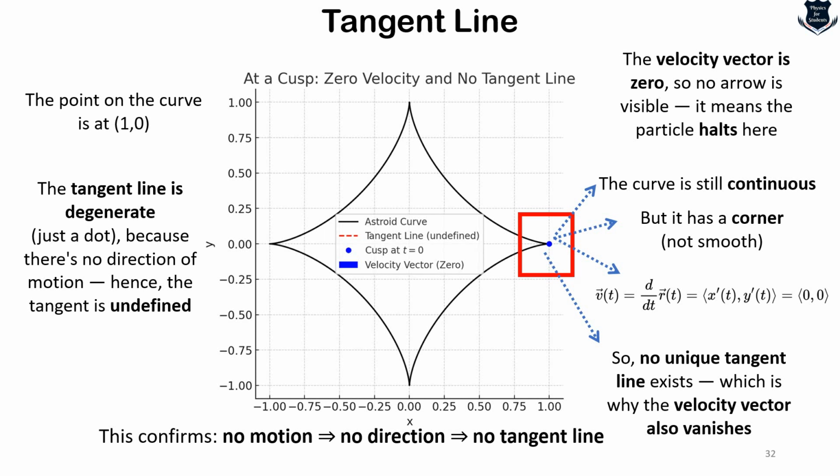So this is how the astroid, the velocity vector and the tangent line over it come into play. When it is just a point, the curve is continuous, it has a corner, the velocity vector is 0, so the value of v(t) is 0, and there is no unique tangent. Now you might have a doubt in your mind: this velocity, speed, etc., that we are speaking of in terms of differential geometry, how is it related to physics? Because these terms are related to physics, and in Newtonian mechanics we do calculate them.